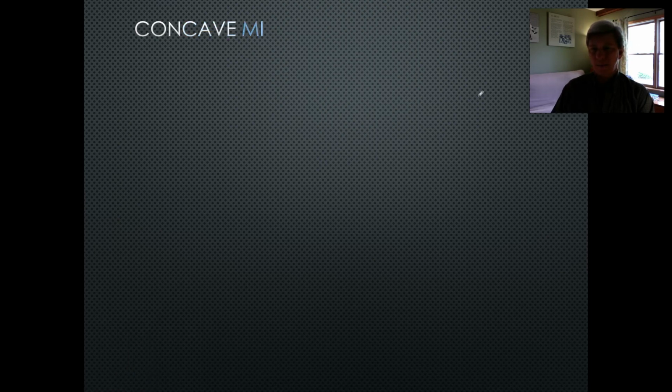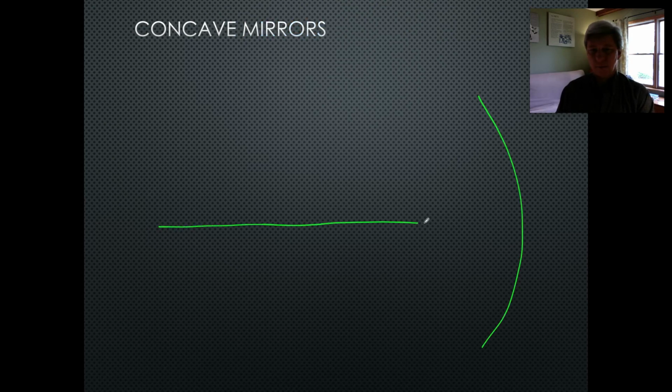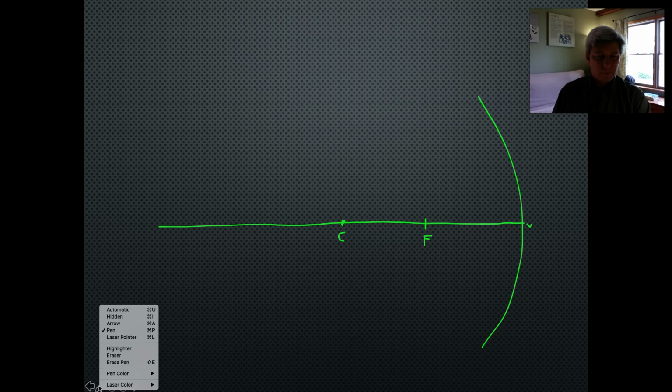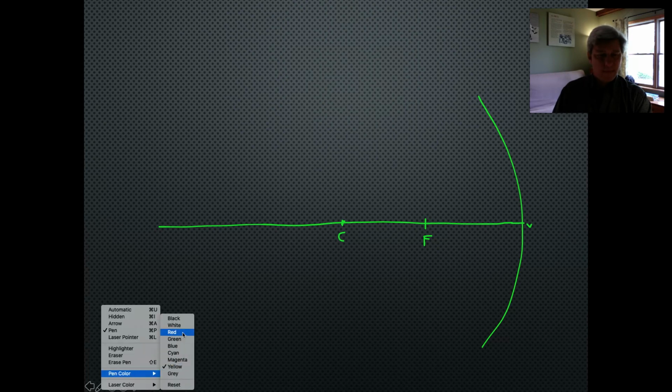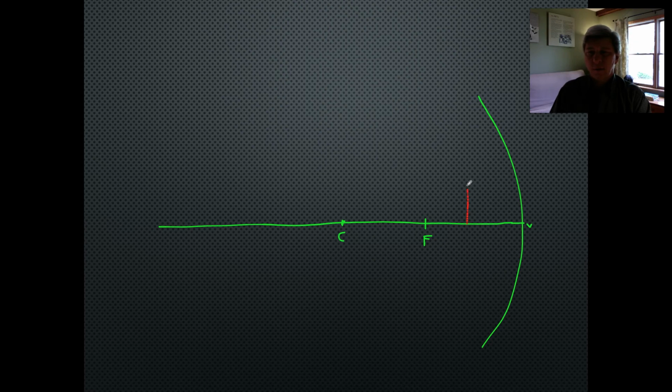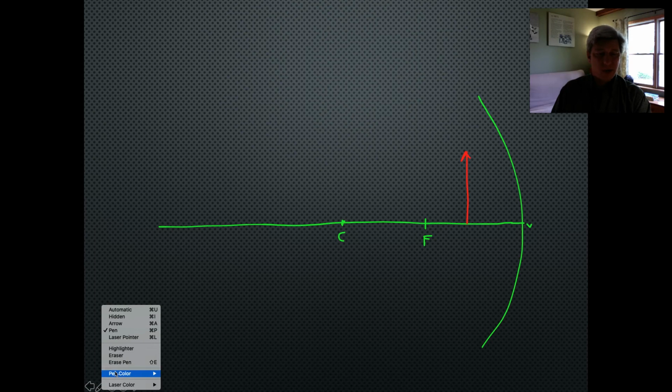Here's my mirror. Here's the principal axis. Here's the vertex. I'm going to draw my center of curvature here. The focal point is going to be located here. And this time, I am going to draw my object between the focal point and the vertex.